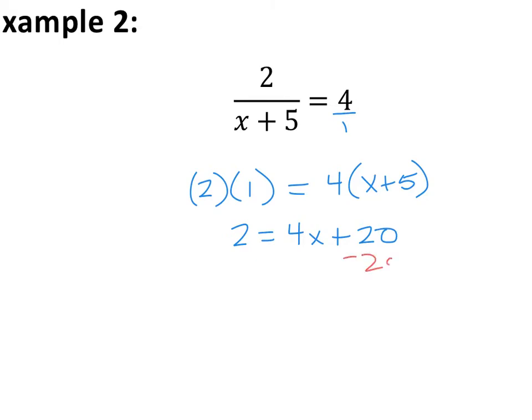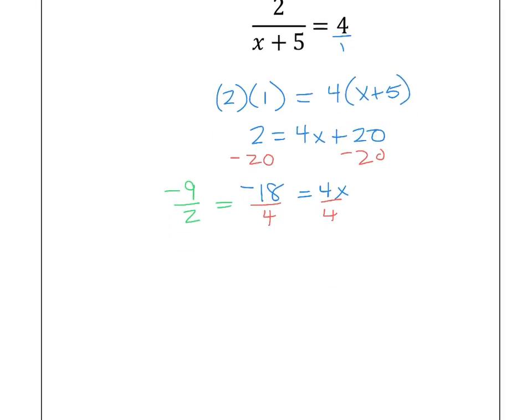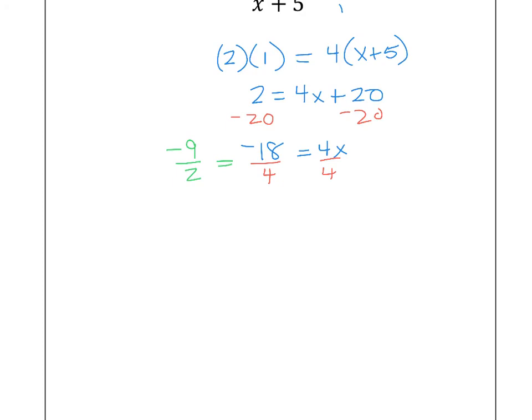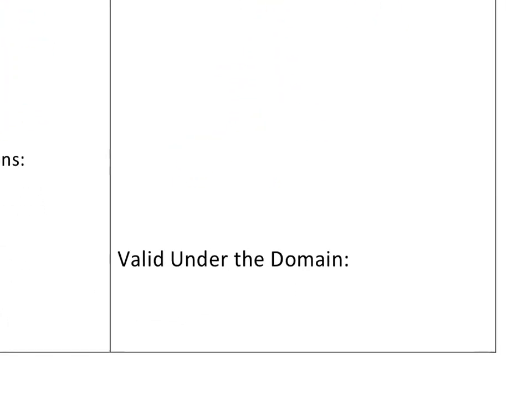Inverse operations, I'm going to subtract my 20 from both sides, and I get negative 18 equals 4x. When I divide both sides by 4, I get a reduced solution of negative 9 halves. And we're going to exclude any possible domain. And we can see that in this particular example, x cannot equal negative 5.